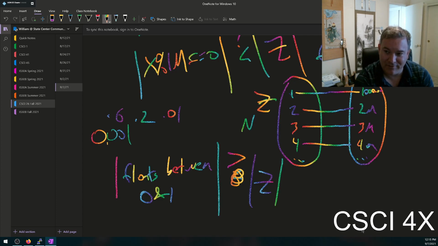It is a greater infinity. It's not even countably infinite. It is uncountably infinite. There are far, far, far more numbers between 0 and 1 with decimals than there are integers. You know, some people call this aleph-1.